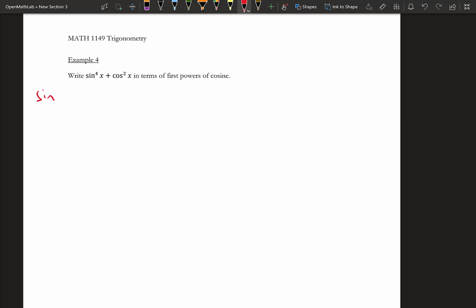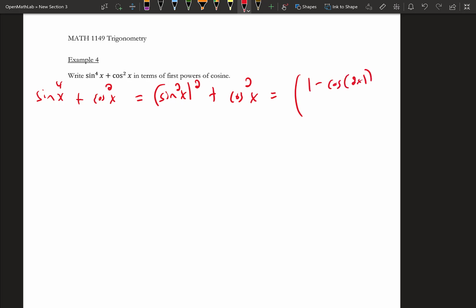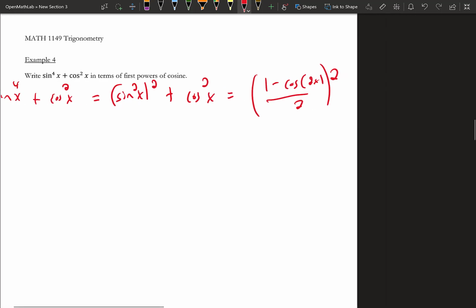So sine x to the 4th plus cosine x squared is equal to, I can think about this in terms of sine x squared, quantity squared, plus cosine x squared. Right, so then filling these in, plugging in those power reducing formulas, what we would have is 1 minus cosine of 2x over 2, quantity squared, plus 1 plus cosine of 2x all over 2.